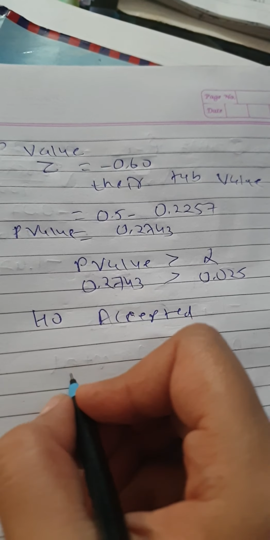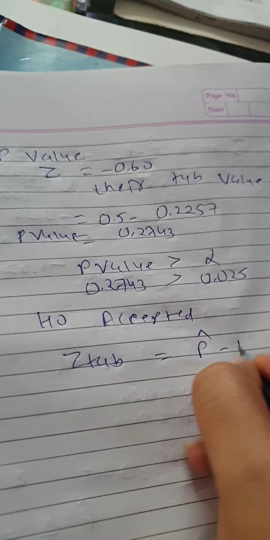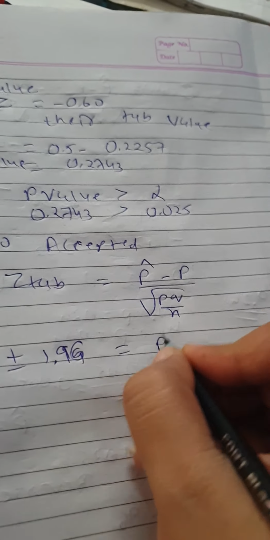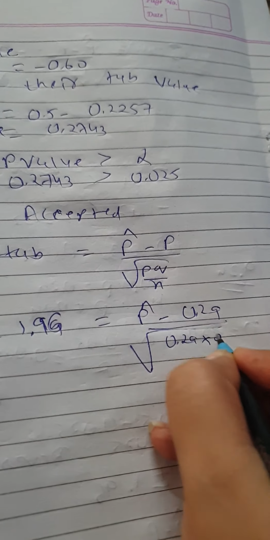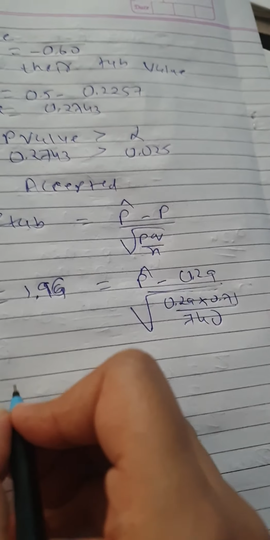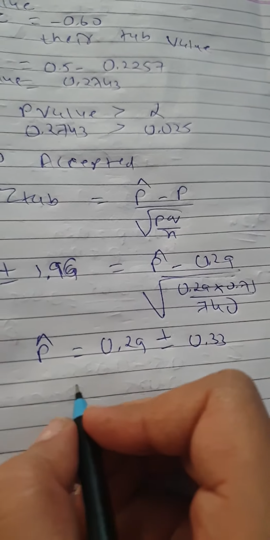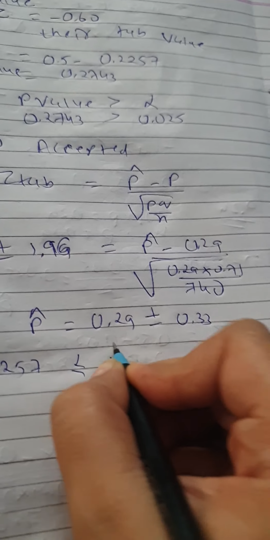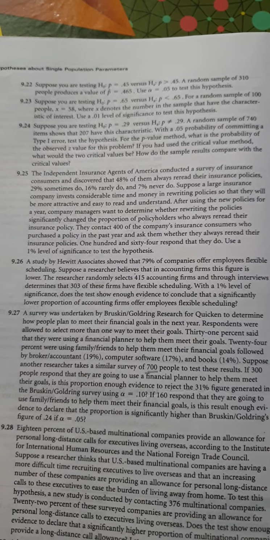And the critical value method: set the table value equals p cap minus p upon under root p into q upon n, plus or minus 1.96 equals p cap minus 0.29 upon under root 0.29 into 0.71 upon 740. So p cap will be 0.29 plus or minus 0.033. So you will get the two values: 0.257 less than or equal to p cap less than or equal to 0.323.